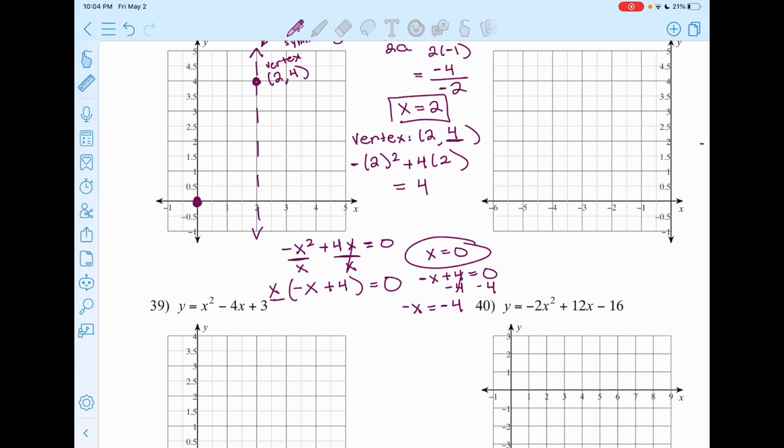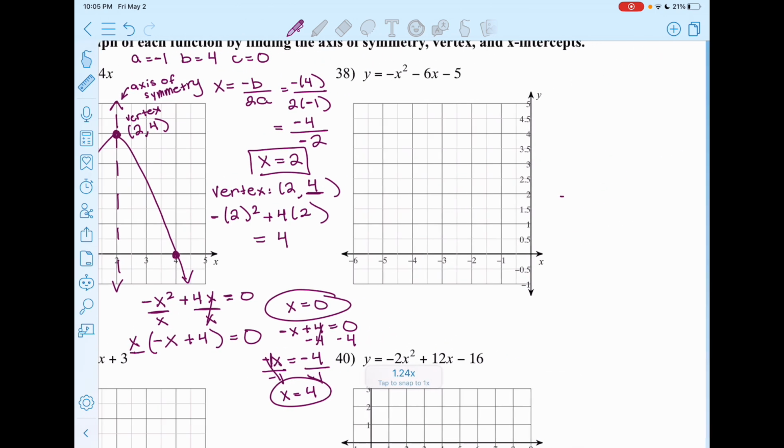And imagine that the negative in front of the x is a -1. To get rid of that -1, I'm going to divide by -1 on both sides. And I get x is equal to 4. So 4 is my other x-intercept, and I graph my parabola. Let's try this one more time.